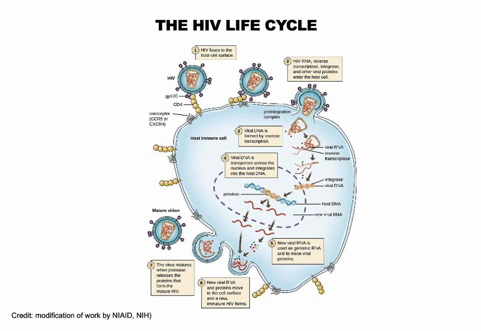Integration. The pre-integration complex is transported into the host cell nucleus, where the viral DNA is integrated into the host genomic DNA by the viral integrase enzymes. This integration is a critical step as it allows the HIV to hijack host cellular machinery for its replication. The integrated viral DNA, now referred to as proviral DNA, remains dormant in the host genome until activated.